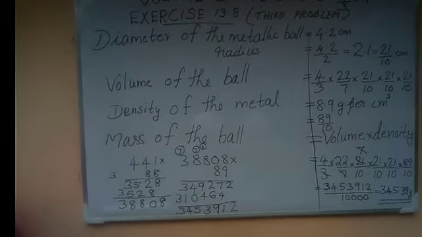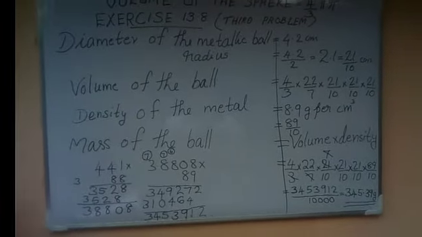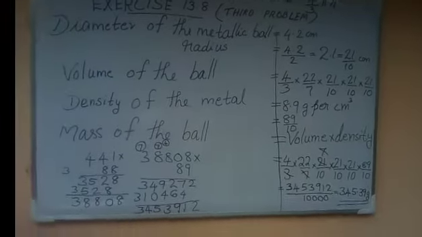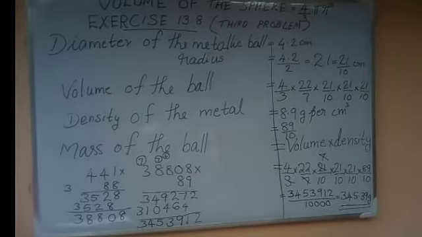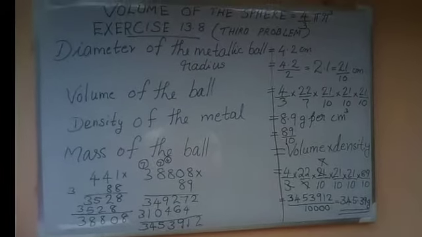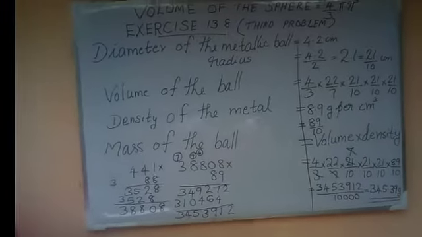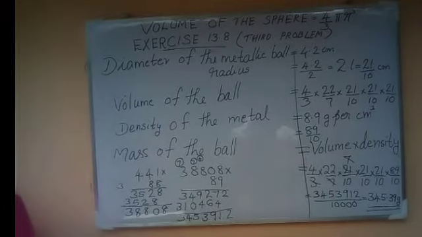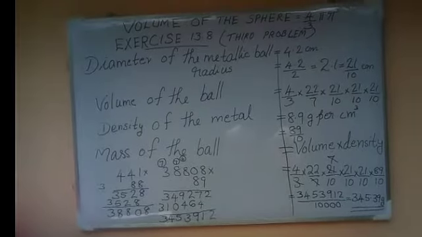Next given that density of the metal. Density of the metal is 8.9 gram per centimeter cube. That 8.9 is a decimal number. Change into fraction, that is 89 by 10. Then mass of the ball is equal to volume into density. Volume is 4 by 3 into 22 by 7 into 21 by 10 into 21 by 10 into 21 by 10 into 89 by 10 is the density.